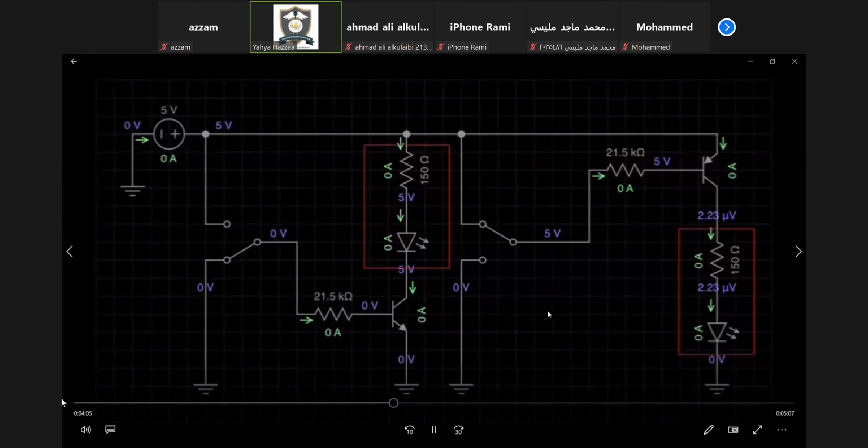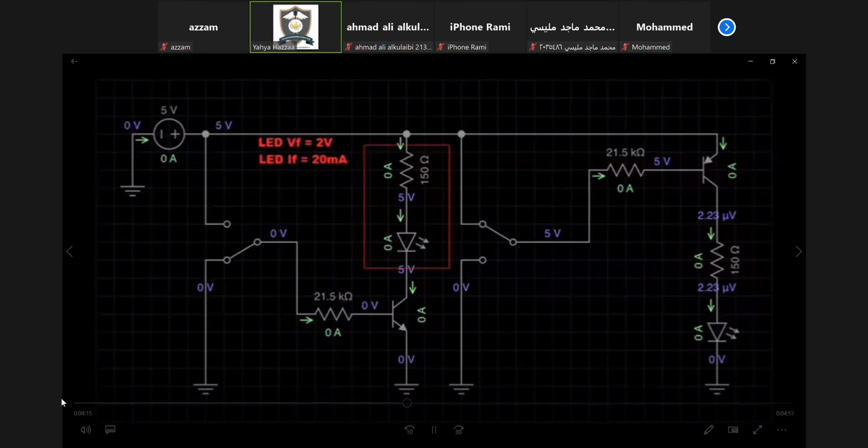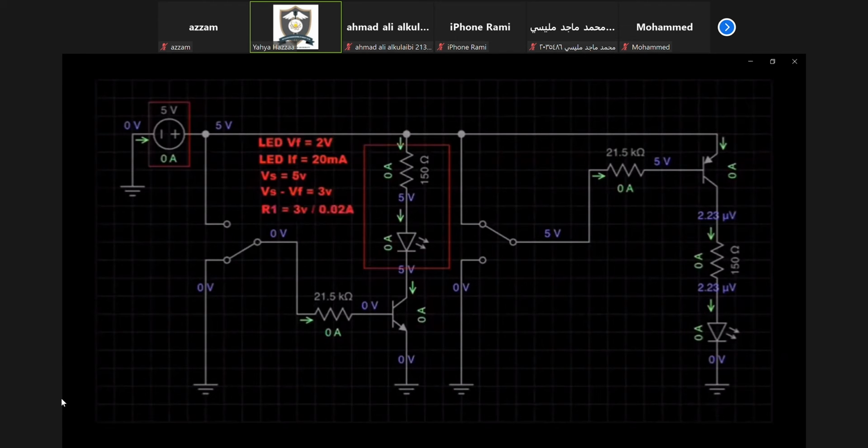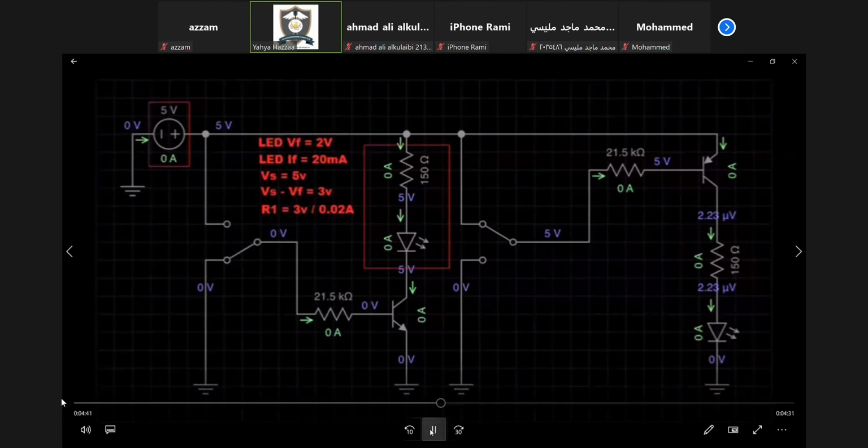We need to add a current limiting resistor. The LED has a 2 volt forward voltage and a forward current of 20 milliamps. The power supply is 5 volts. So the calculation we need to make is voltage supply minus the forward voltage of the LED. This leaves us 3 volts. To calculate the required resistor, we use Ohm's law and divide 3 volts by 0.02 amps. This gives us a resistor value of 150 ohms.